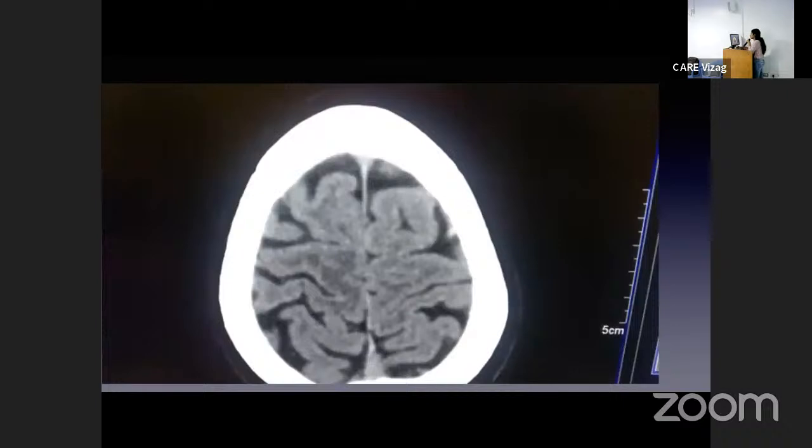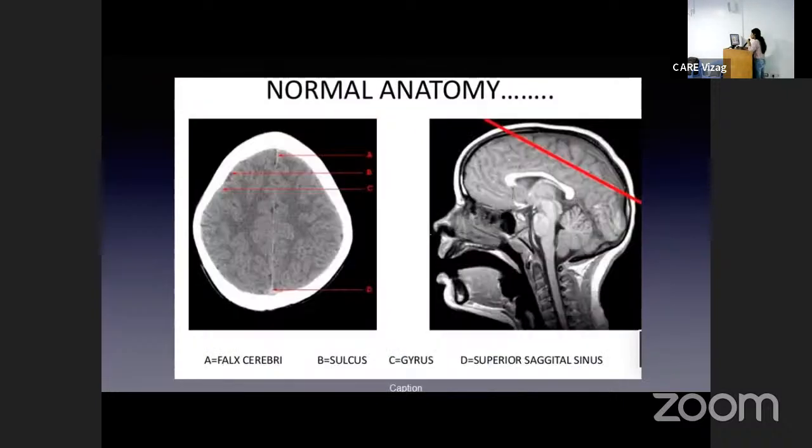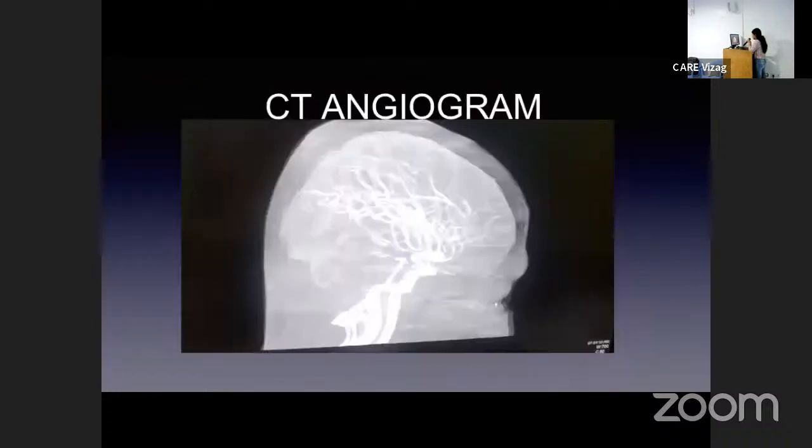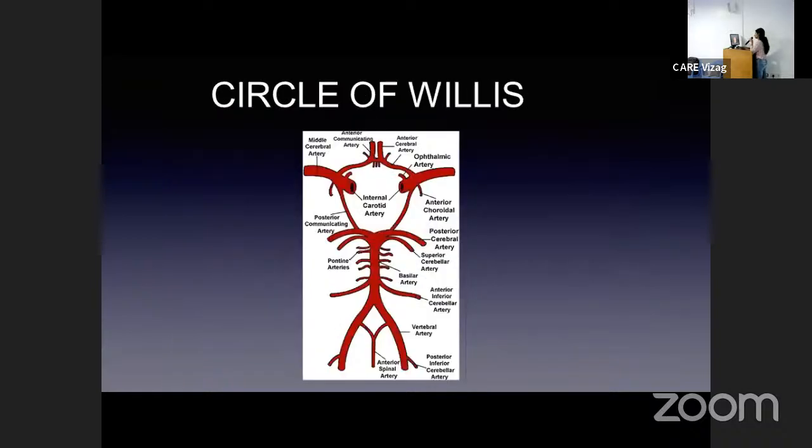This was a video in which I was going through the anatomy, but it's not getting played, so I'll go ahead. Again, a video representing the CT angiogram.